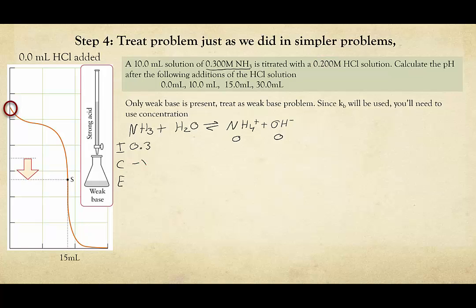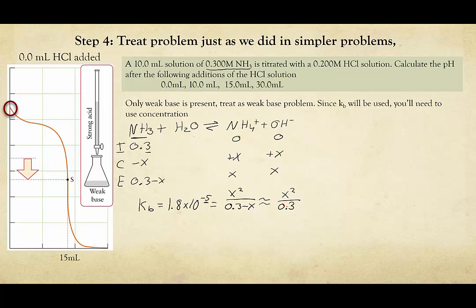We know that it's going to change by some amount, and so we use x. We of course can look up the Kb. Since this is a base equation, we're going to use the Kb. Now, we have a quadratic, which isn't the nicest thing in the world to have to solve, so let's look at our concentration and our Kb and decide if we think we can make the weak acid assumption. It looks like we should be able to.